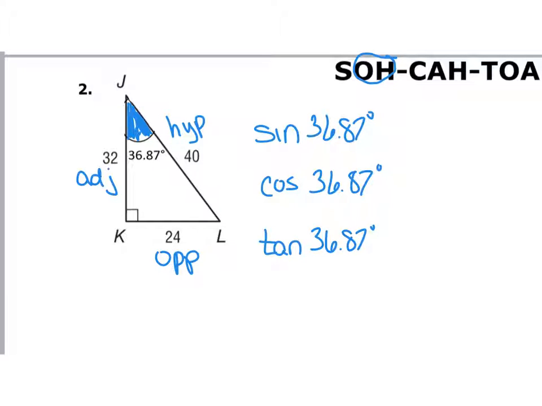Sine. What's my sine? 24 over 40. Does that reduce? Yes. To what? 3 over 5.